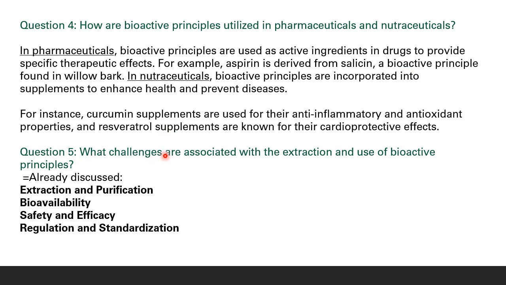Now, what are the challenges associated with extraction and use of bioactive principles? It's already discussed. First is extraction and purification, then bioavailability, safety and efficacy, regulations and standardization, etc. So these are a few important viva questions related to this topic.